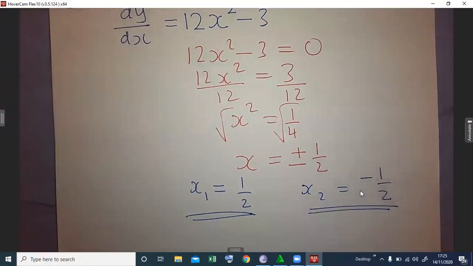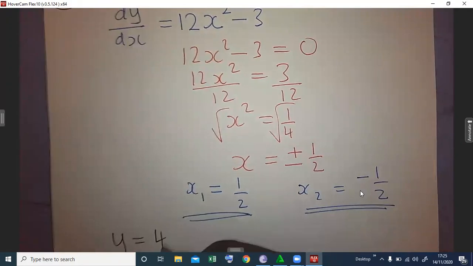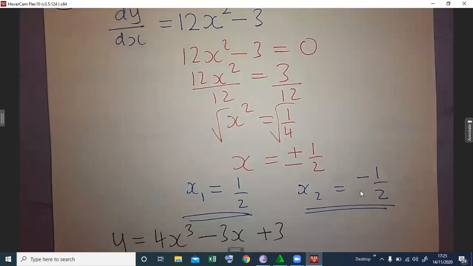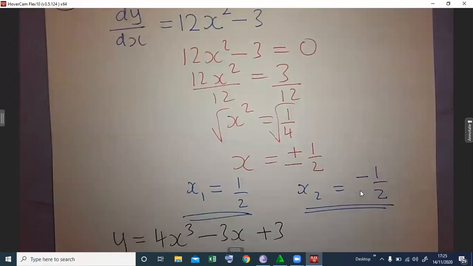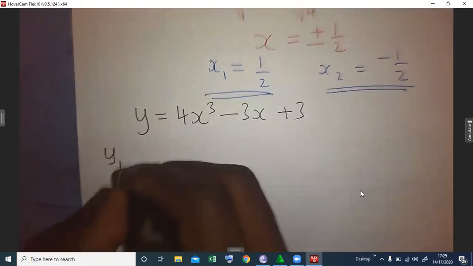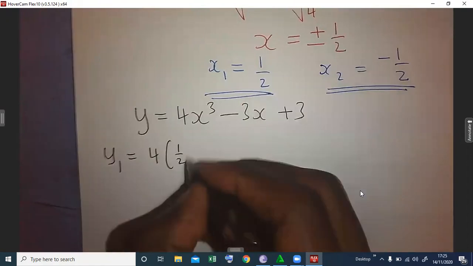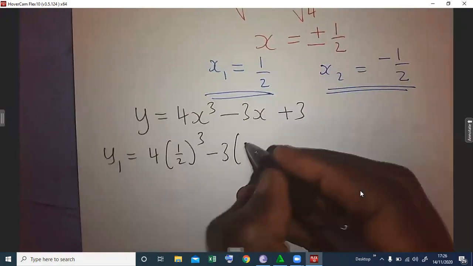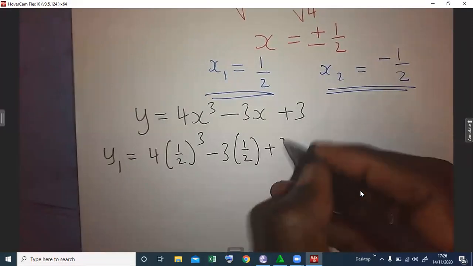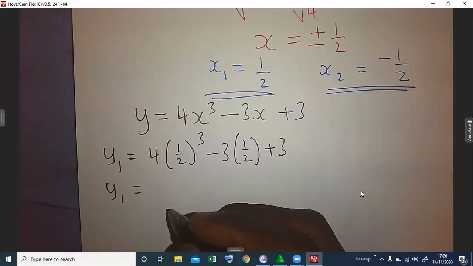So after getting those x readings, I go back to the original function, that is y is equal to 4x power 3 minus 3x plus 3, and I substitute these two values so that I can get the y reading. Therefore, for y1, I'll keep a half. So I'll get 4 times a half power 3 minus 3 times a half, then plus 3. And my y1 will be 2.